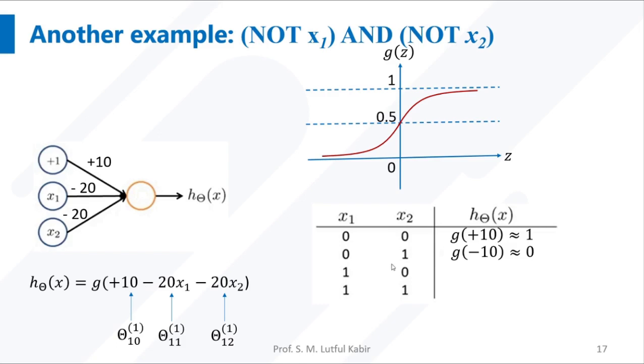Then 0, 1, it is g of minus 10. So this is 0 and this is 1, minus 10. Similarly, 1, 0 is also minus 10. And 1, 1, then it is minus 30, which is also 0. So the output says that for the values of x1 and x2, if they are 0, 0, then the output is 1. Otherwise, it is 0. This is the simulated result of this particular logical operation.